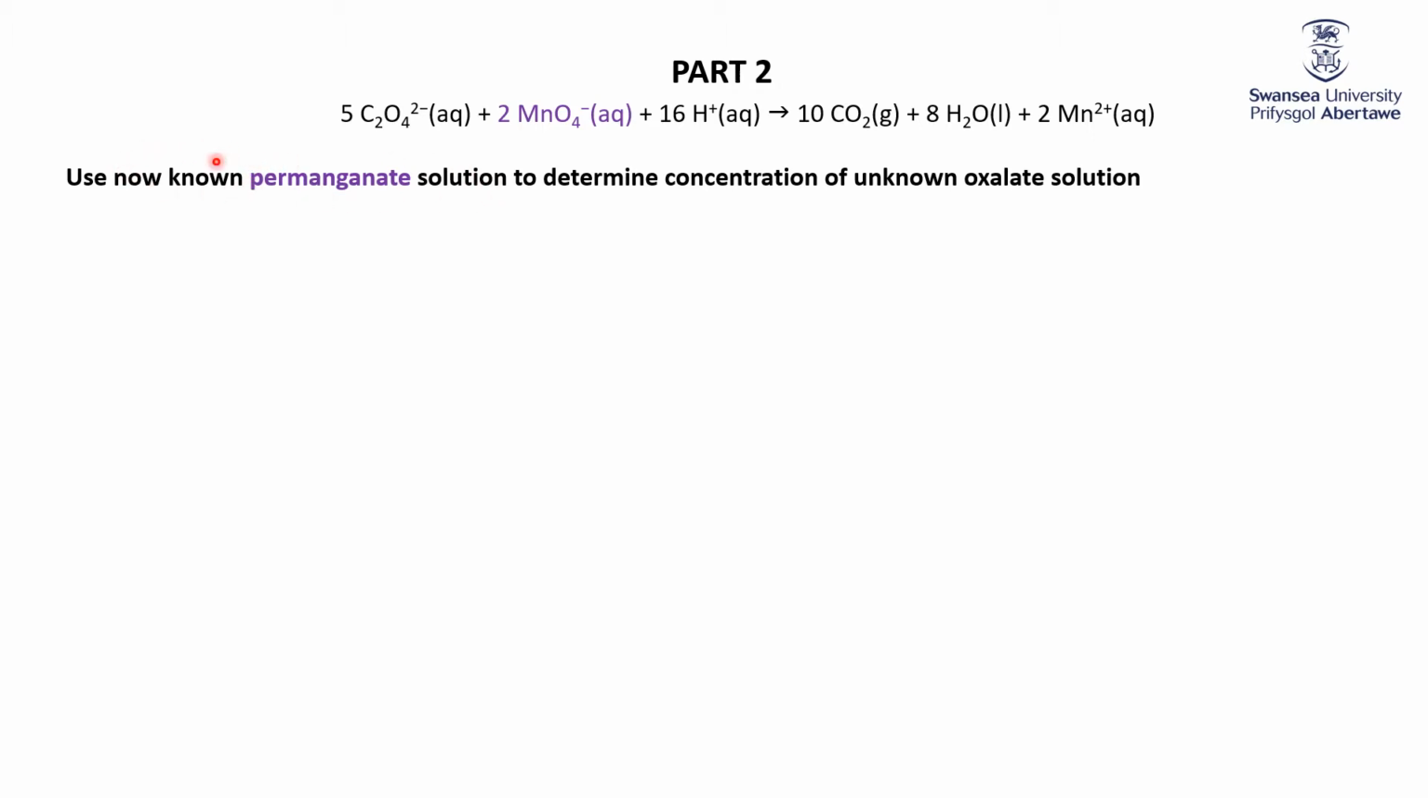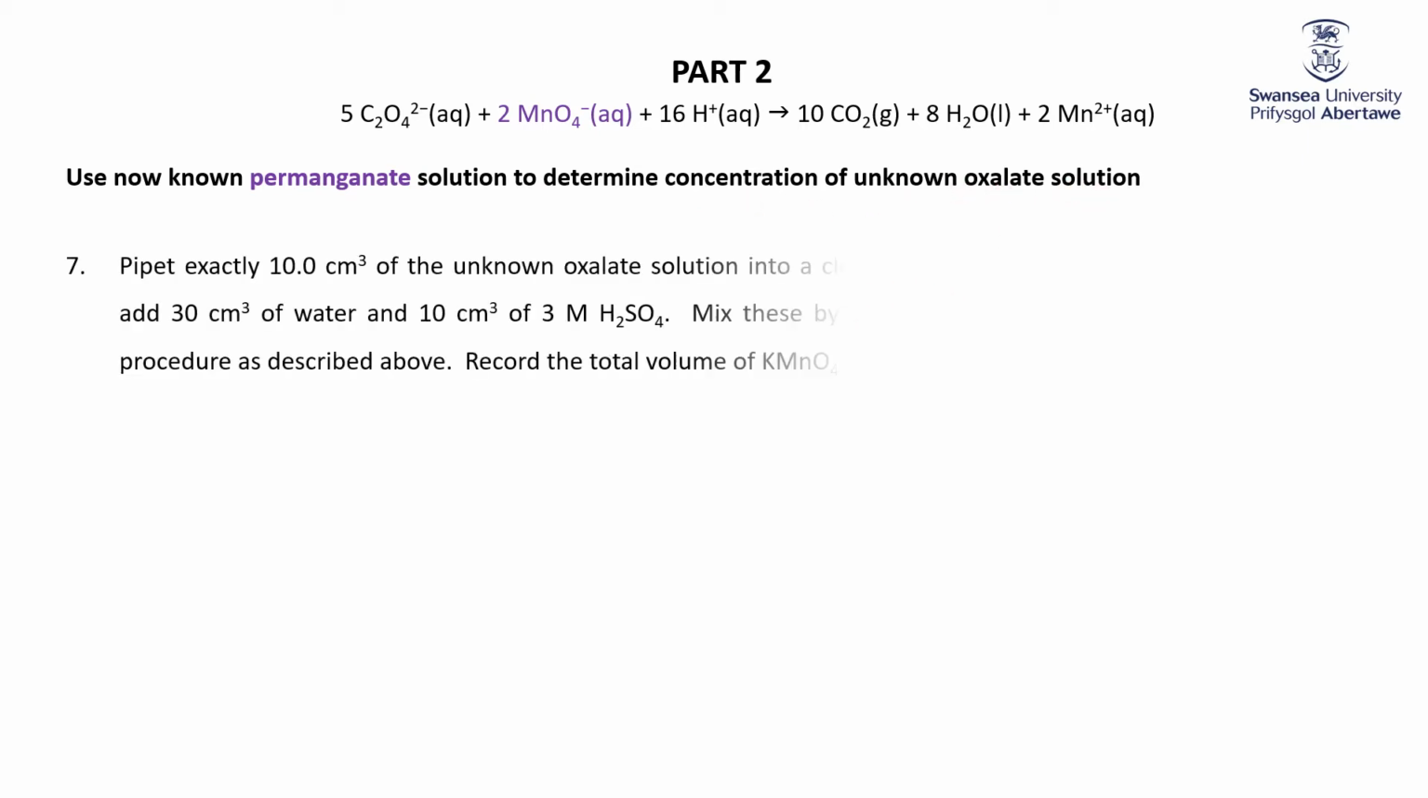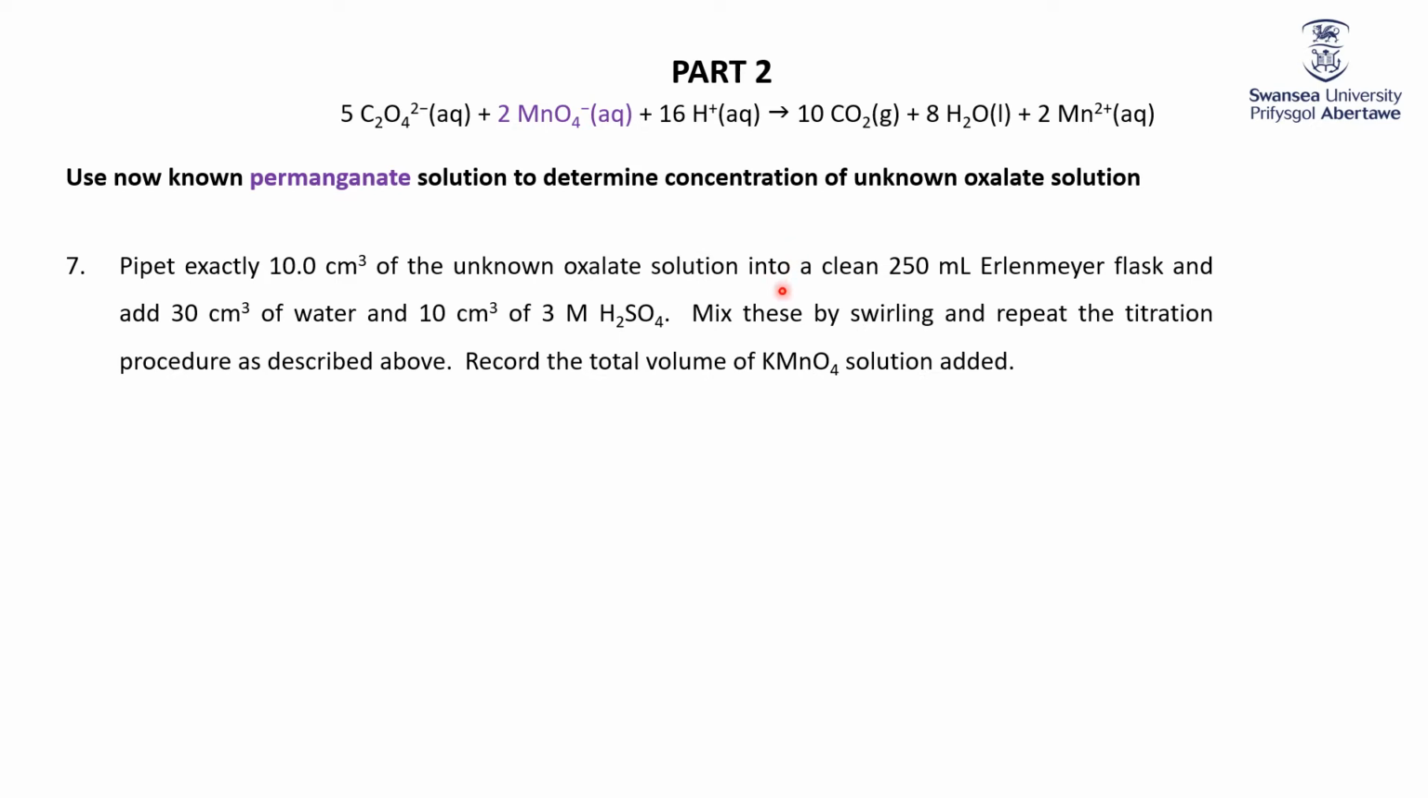So we know the permanganate solution concentration, and we're going to use that to determine the concentration of the unknown oxalate solution. And the actual experimental process is essentially the same. We take a solution that has the oxalate in there. In part 1, we knew stuff about that oxalate solution. Here we don't know stuff about it, so it's unknown. And we're going to add some water. We're going to add some sulfuric acid, mix by swirling, repeat the titration process as described above. That includes the heating and so forth, and record the total volume of potassium permanganate solution added. So very, very similar experimental details.